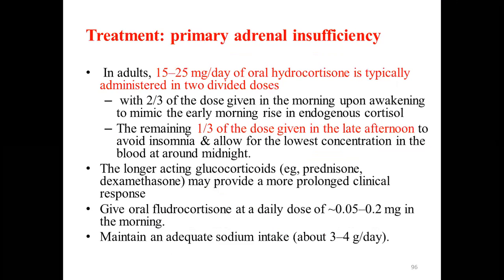Treatment-wise, hydrocortisone replacement therapy is the most commonly used in primary, secondary, and tertiary insufficiency. The most common adult dose for primary insufficiency is 15 to 25 milligrams daily, orally in two divided doses. Usually the high dose, about 2/3, is given in the morning, and the lower dose in the evening. Can you tell me why we give the high dose of hydrocortisone in the morning and the low dose in the evening, and not the other way around? What do you think is the possible reason?